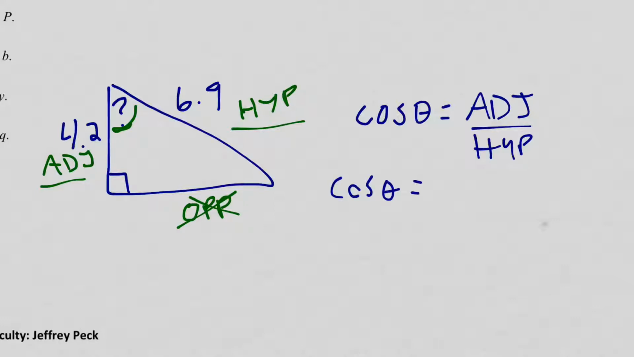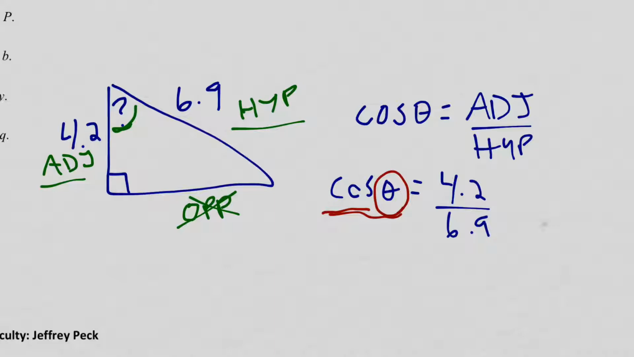So I'll fill in my values. 4.2 over 6.9. Now you can divide that out. You might get a long decimal, you might get a short one, depends on the values. I suggest actually keeping it as 4.2 over 6.9. Your calculator can handle that as long as you put it in a set of brackets. Now the next thing I need to talk about is that this is solving for the cosine of the angle, but we're actually interested in the angle itself, which means that we need to isolate the angle itself, and we've got this cosine function attached to it.